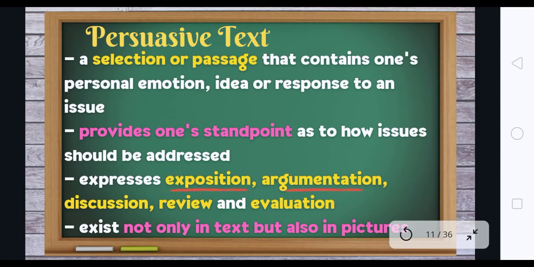A persuasive text is a selection or passage that contains one's personal emotion, idea, or response to an issue. It provides one standpoint as to how issues should be addressed. It expresses exposition, argumentation, discussion, review, and evaluation. It exists not only in text but also in pictures.